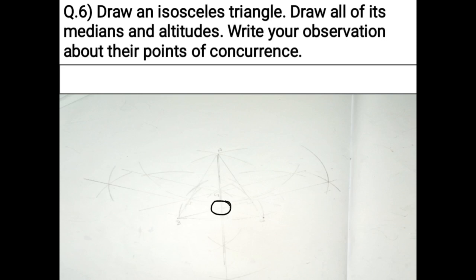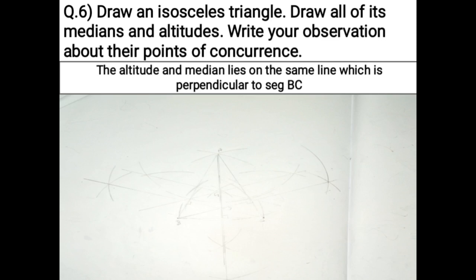This is the orthocenter and this is centroid. O is the orthocenter of triangle ABC and G is the centroid of triangle ABC. You have to observe it and then you have to write down the observation. The observation is the altitude and median lies on the same line which is perpendicular to segment BC. This is an observation.